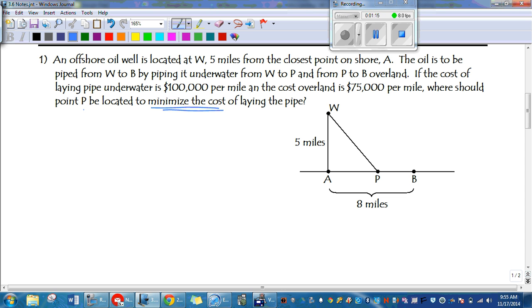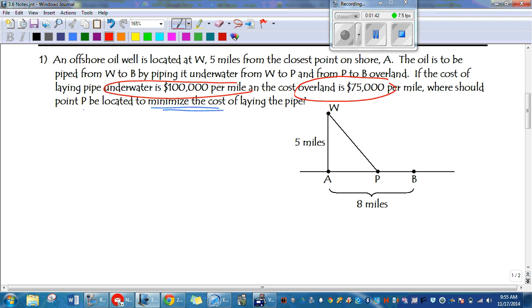All right, so we're going to end up having to write an equation for the cost. Some of the key things here: underwater piping is $100,000 per mile. Over land, $75,000 per mile, and we have some of the stuff labeled here. So let's go ahead and kind of jump to the equation. We're not going to write it out completely yet.